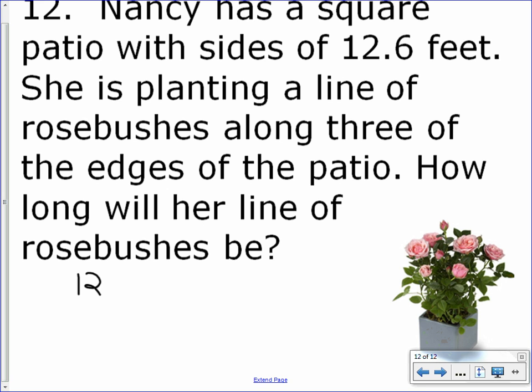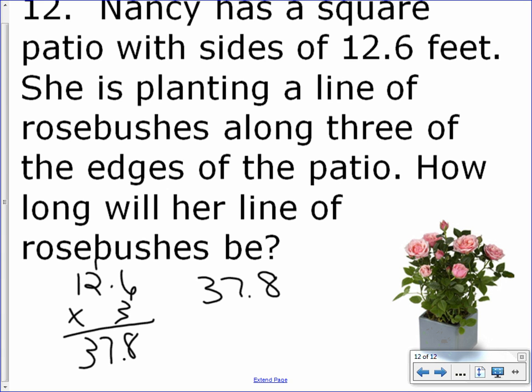So you're going to take 12 6/10 times 3. You've got 378, with one decimal place. 1 behind the decimal, so you move 1 over. So you get 37 8/10.